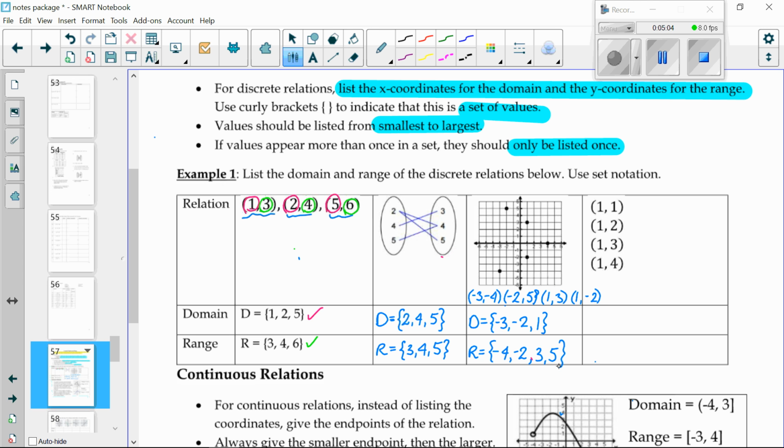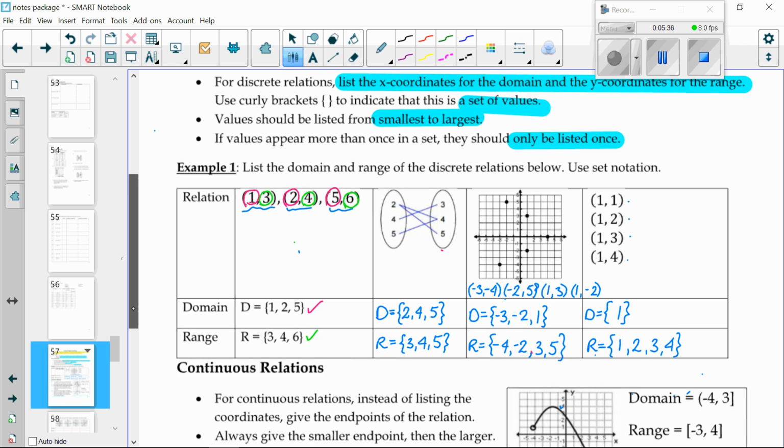Okay? All right, so now I have this relation right here, and these are the points that I have. So for my domain, it appears that my only domain is 1. And let's fix that bracket. We can do better than that. And then for my range, I've got 1, 2, 3, and 4.